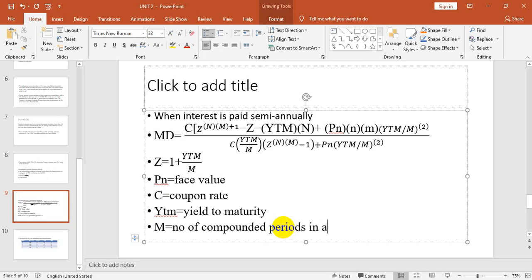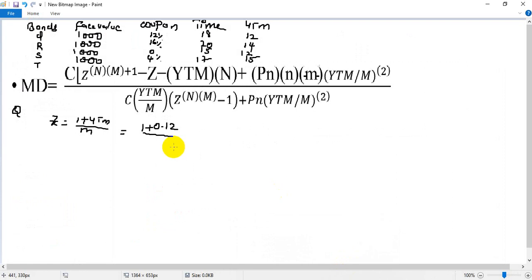So you are going to take now 2, because here he has given you semi-annual compounding. So your M is nothing but the number of compounded periods: 2 periods are there, 6 months, 6 months. So you're going to do 2. If you calculate this, you're going to get 1.06.